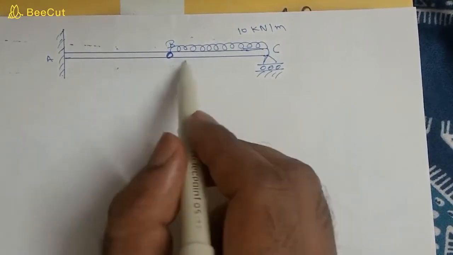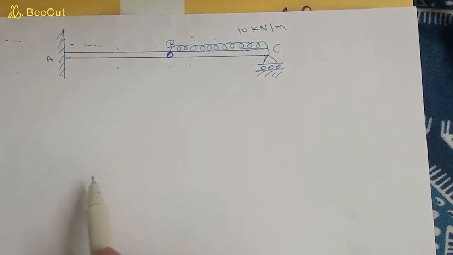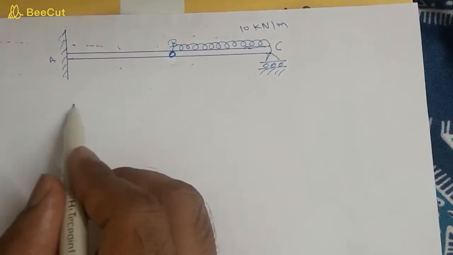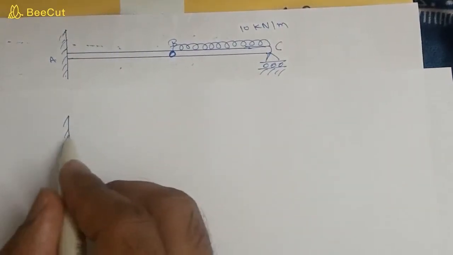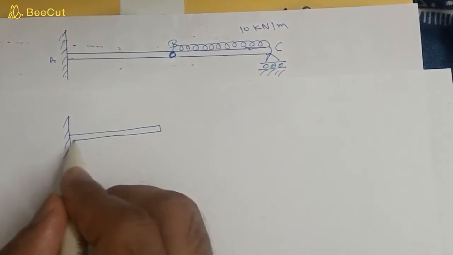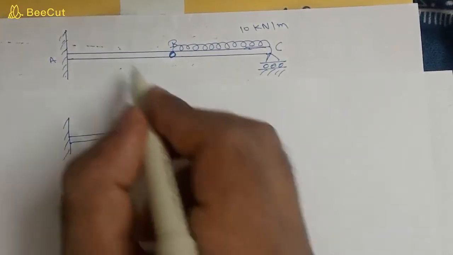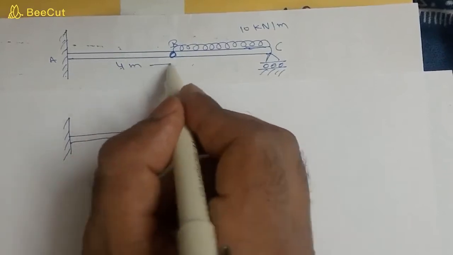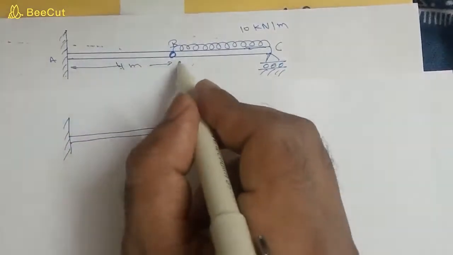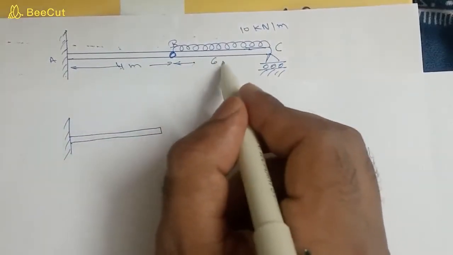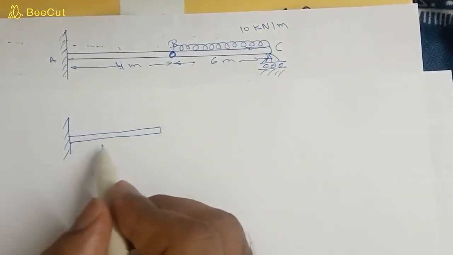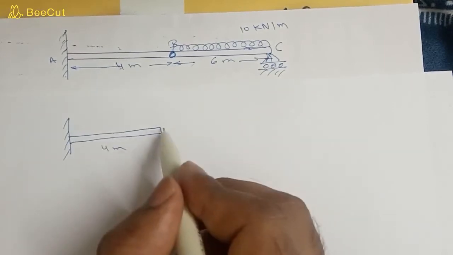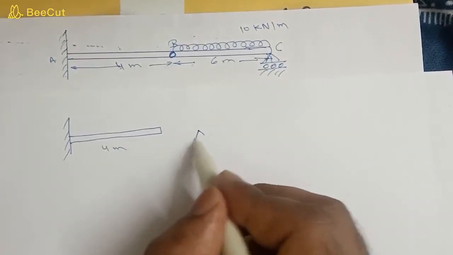So we can break this beam into two beams. If we break it into two beams, it will become a cantilever beam. Suppose this is length 4 meter and this is length 6 meter. Then we have to draw the bending moment and shear force diagram. So this is a 4 meter cantilever beam and this is a simply supported beam.